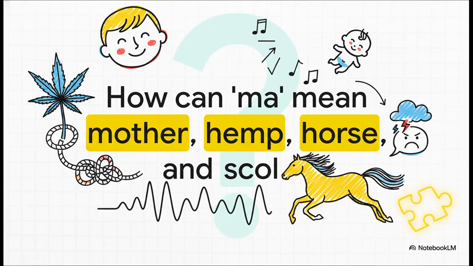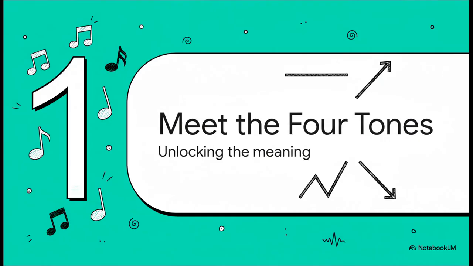All right, let's just jump right in with a bit of a puzzle. How on earth can one single sound, ma, mean mother, hemp, horse, and scold? I mean, that sounds impossible, doesn't it? But the answer to this little riddle? It's the key to unlocking the entire sound system of Mandarin Chinese. So how do we solve that crazy ma puzzle? Simple. It's time to meet the four tones.